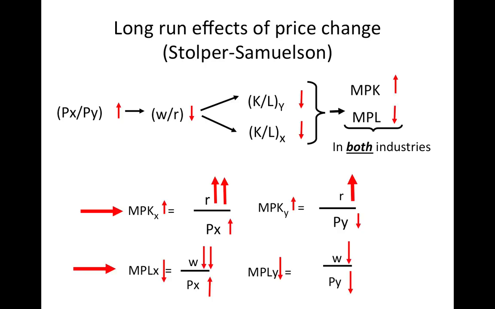Capital wins. So let me back up. If the price of X, the capital-intensive good, goes up, capital unambiguously wins. Labor unambiguously loses. Now, if the price of X went down instead, if the relative price of X fell, all of these effects are in the opposite direction. So it really depends very much on which price has gone up.